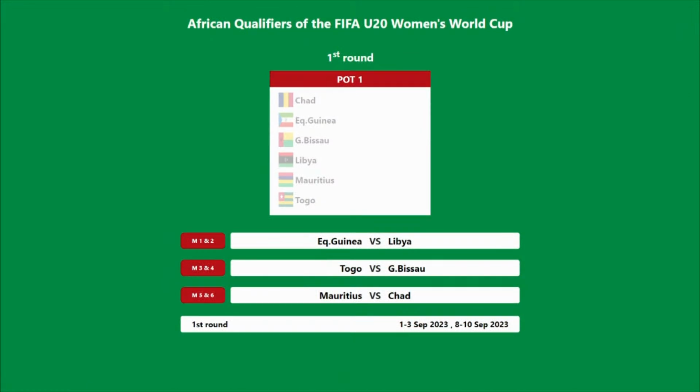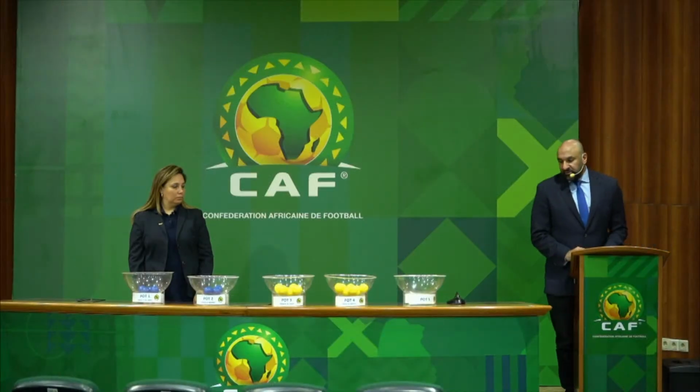Match 1 and 2, Equatorial Guinea versus Libya. Match 3 and 4, Togo versus Guinea-Bissau. Matches 5 and 6, Mauritius versus Chad. The dates of this round will be 1 to 3 September, the first leg, and 8 to 10 September, the second leg. Now we will proceed with the draw of the second round.